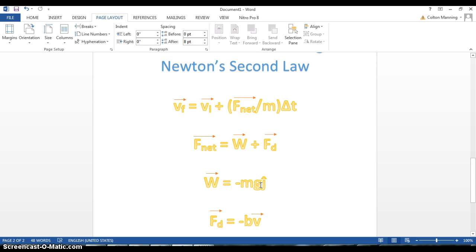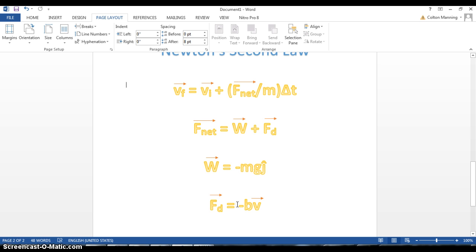times the j hat vector, which is equal to 0, 1, 0 in this case because we're only referring to the y component vector. And the drag force vector is equal to the opposite of a proportionality constant times the velocity vector. Now, as the velocity vector increases, the drag force also increases, and the proportionality constant is there to give the correct position of the y value as it approaches the Earth.